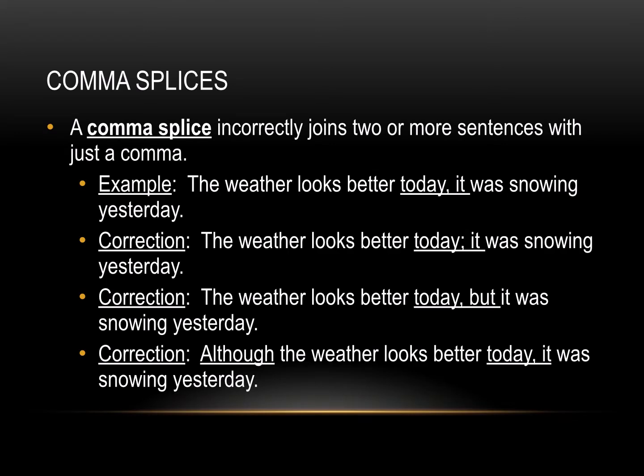The first major error is a comma splice. A comma splice is when you have incorrectly joined two or more independent clauses with just a comma. So in our example, the weather looks better today, it was snowing yesterday. The comma should either be a semicolon, a comma and a conjunction, or a period. Your final correction has changed the sentence to a complex sentence by adding although, which is a subordinating conjunction.